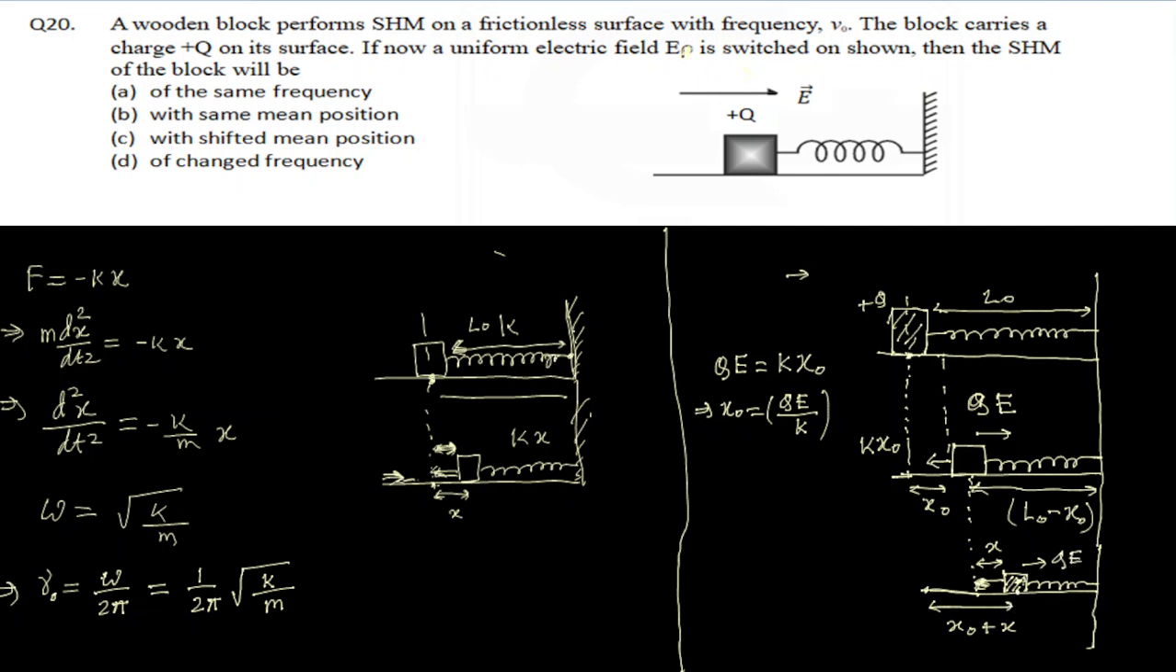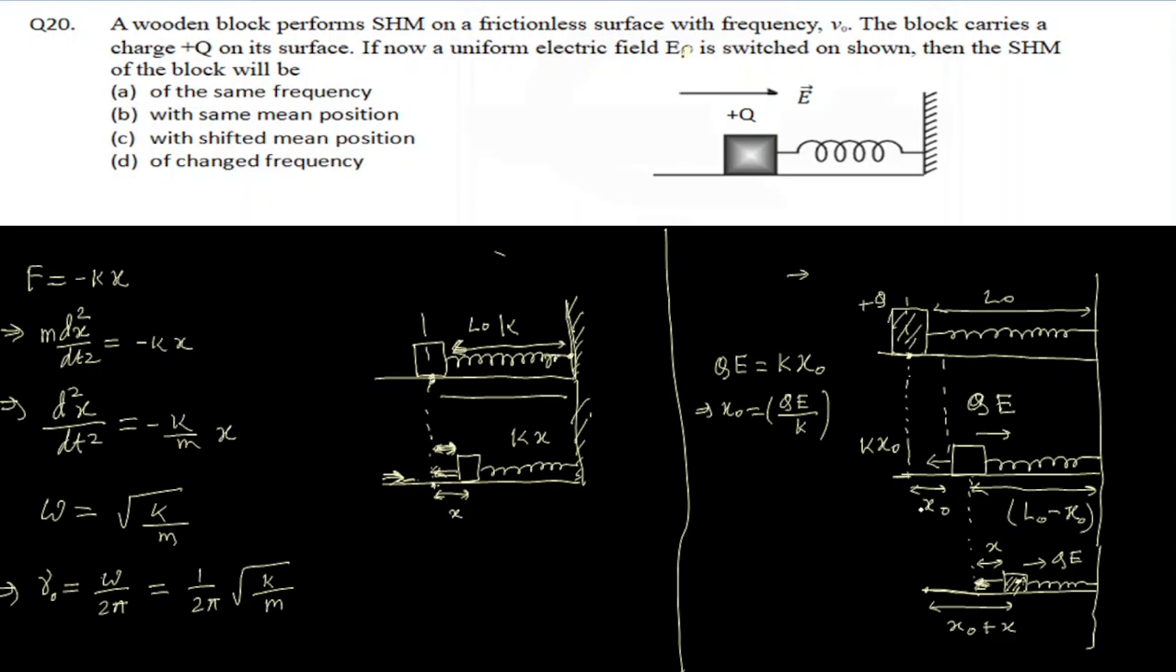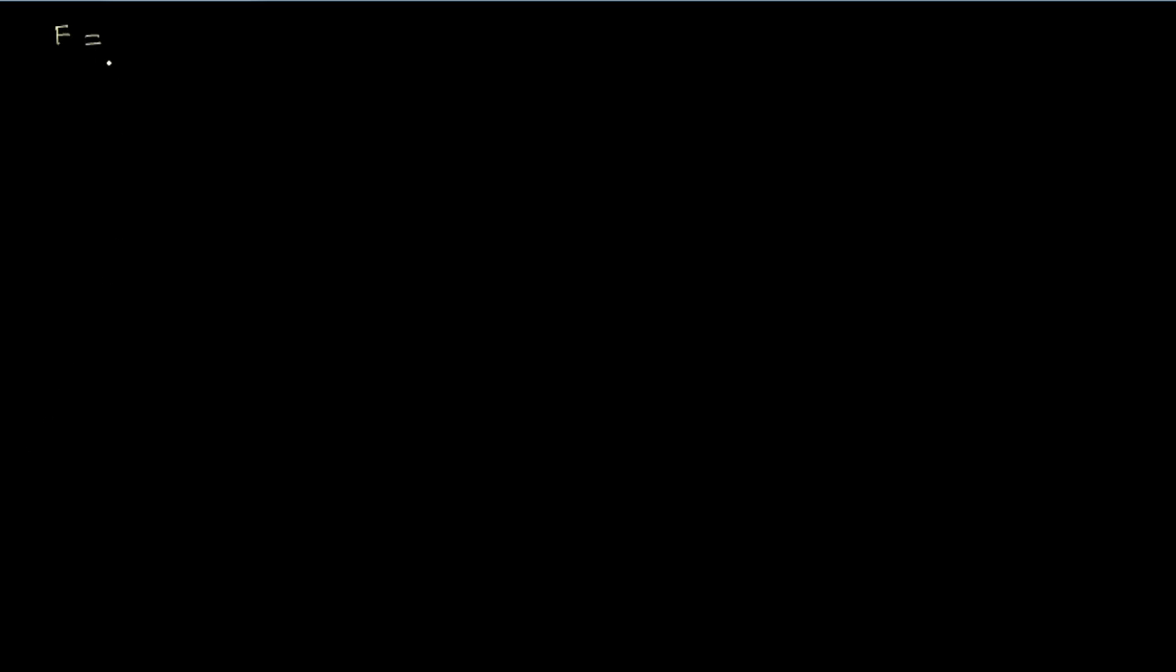So at this moment, if I calculate the net force on the charged particle, on the block, what will be that net force? We are giving this displacement to the charged particle towards the right, but the force acting on the block because of the spring will be towards the left, so it is opposite to the motion. So we have to write minus k (x naught plus x).